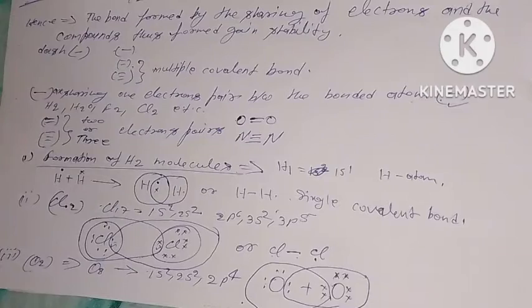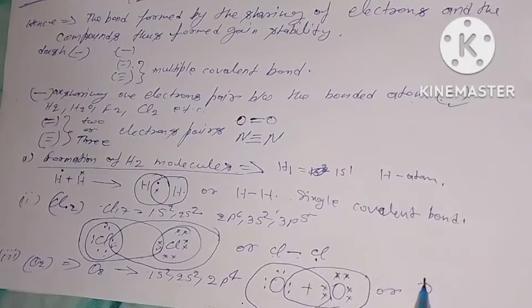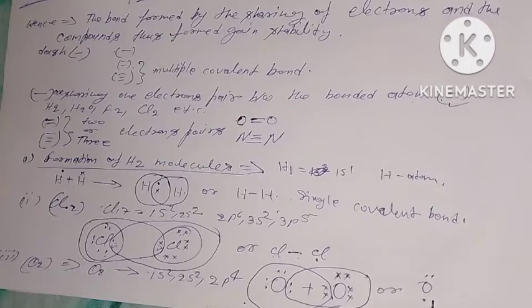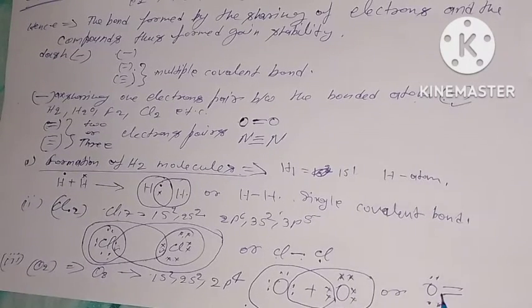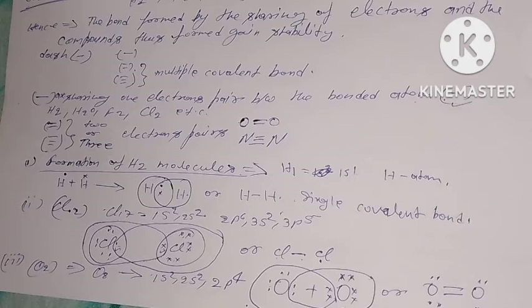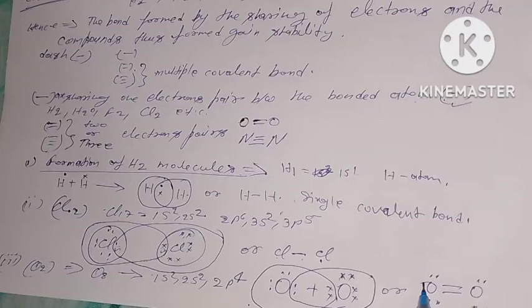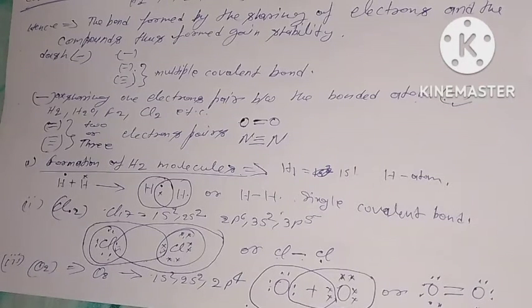Okay. Then oxygen, double bond of sharing, and so in this way a double bond covalent is formed between two oxygen atoms. Okay.